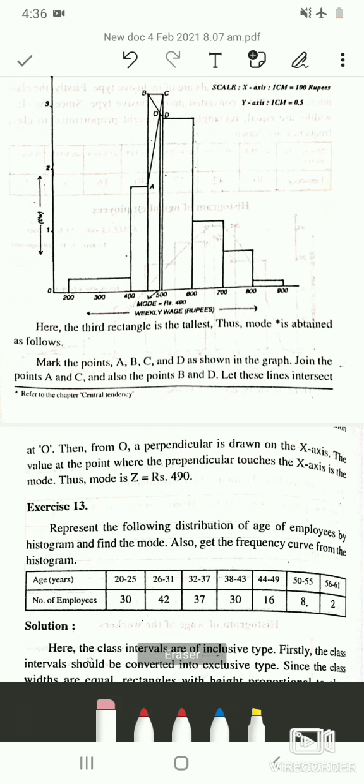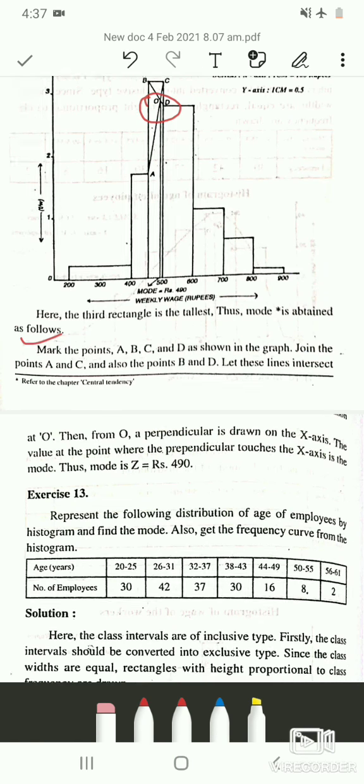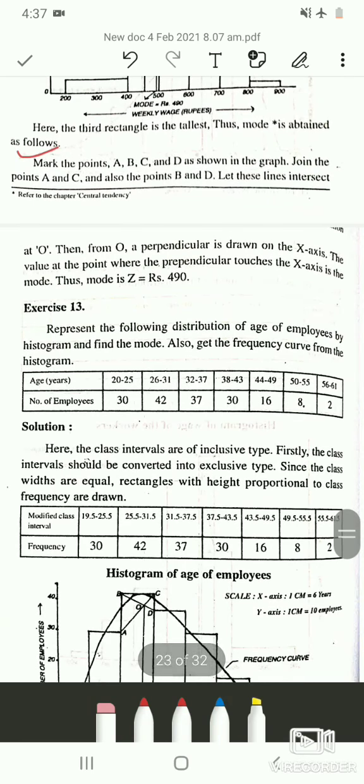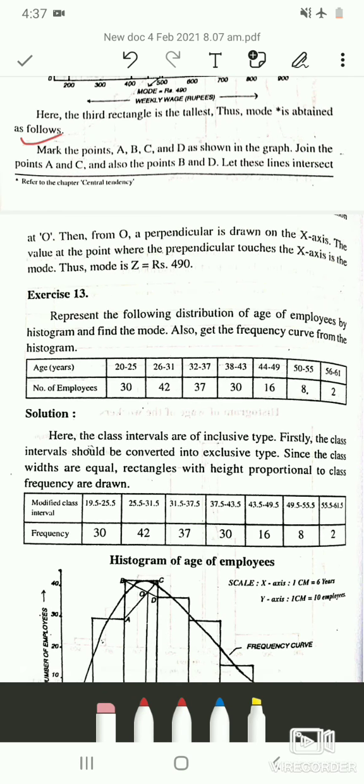So we have to draw a perpendicular line wherever these lines coincide. So you have to denote. This explanation is given. Mark the points A, B, C and D as shown in the graph. Join the points A and C and B and D. Let these lines intersect at O. Then from O, a perpendicular is drawn on the x-axis. The value at the point where the perpendicular touches the x-axis is the mode. Thus, mode is 490 rupees. We know mode is denoted by Z. So, mode is 490 rupees.